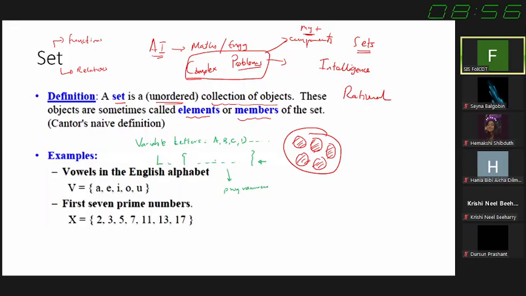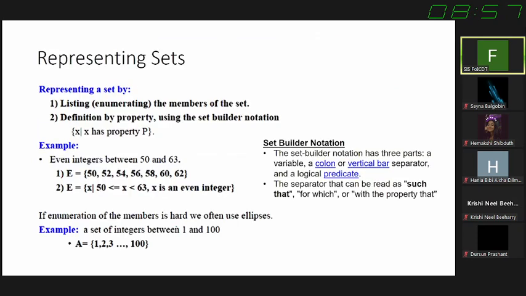So definitely you need to have a variable that will contain those elements in the sets. It's much easier for them to understand. It's much easier later on to solve it. So there is a little example here: vowels in the English alphabet. For example, the set V has those vowels of the English alphabet. The first 7 prime numbers, X. So these are those numbers. So it's very simple. It may seem very casual, very simple, but understanding the concept can be such an important element.